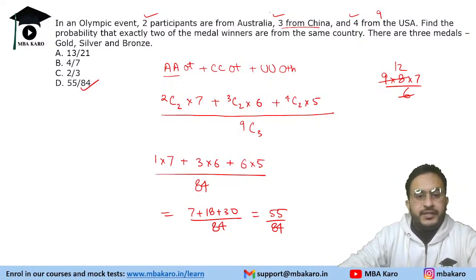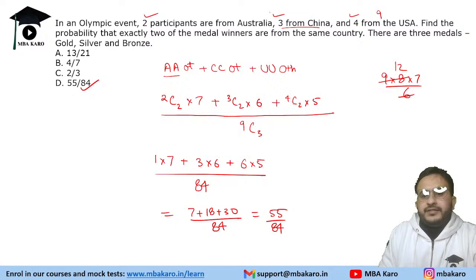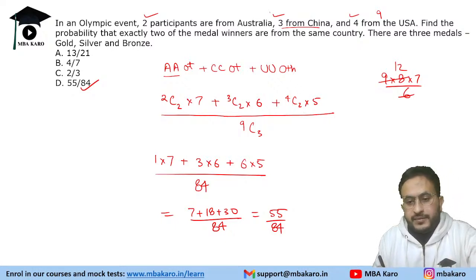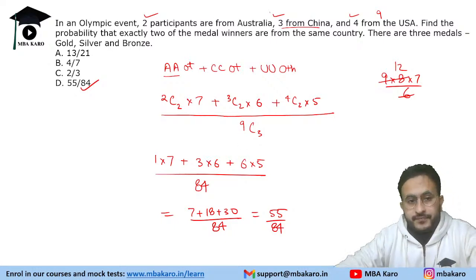So we need to get 2 Australia, 1 other, 2 China, 1 other, and the third case would be 2 from the US and the third from another country. And the total ways of selection is 9C3. So that will be the answer.